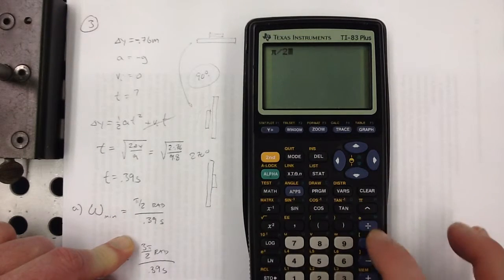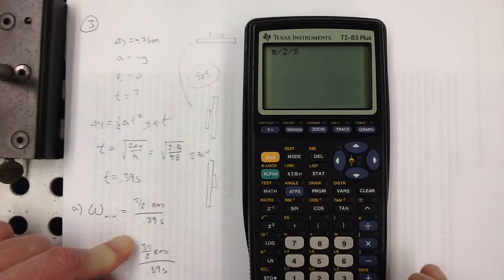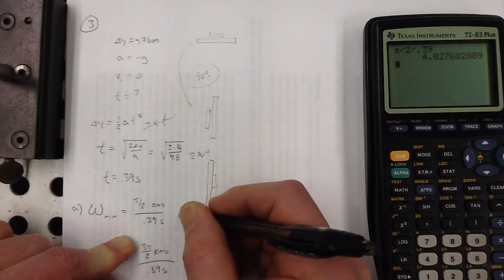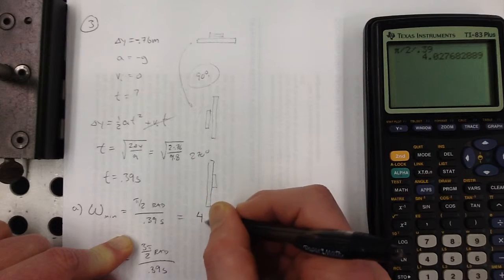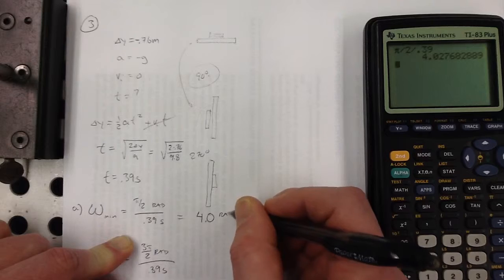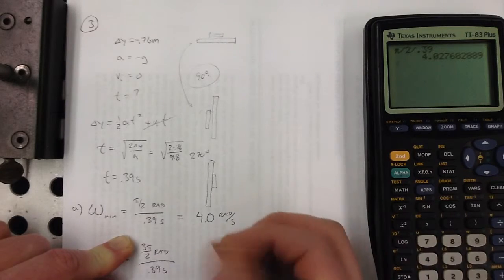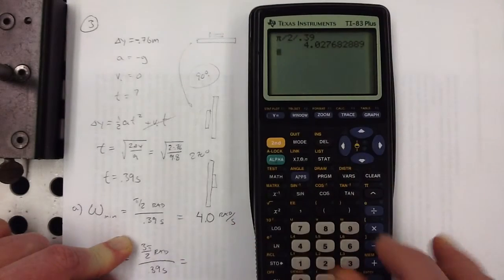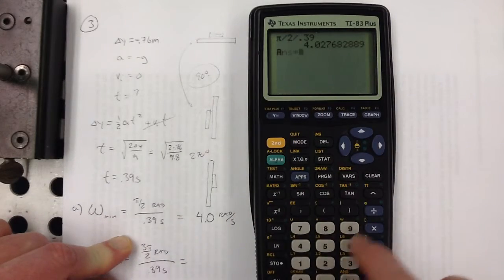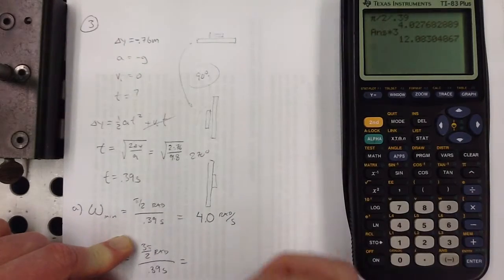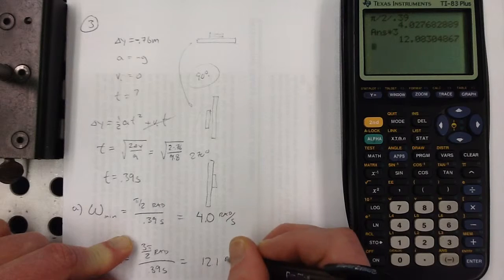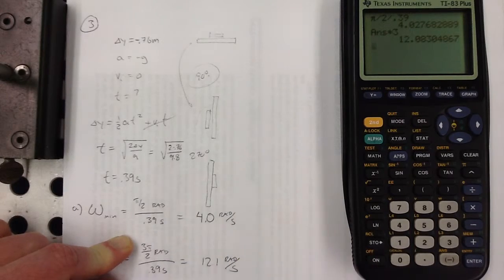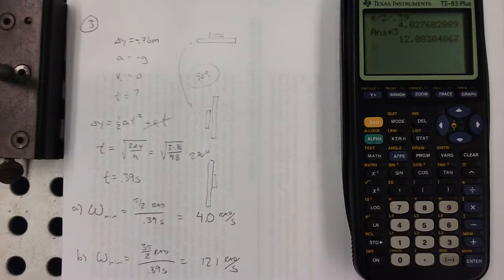Pi over 2 divided by 0.39. So the minimum would be about 4.0 radians per second. And then that just times 3, right? And about 12.1. So that's your range.